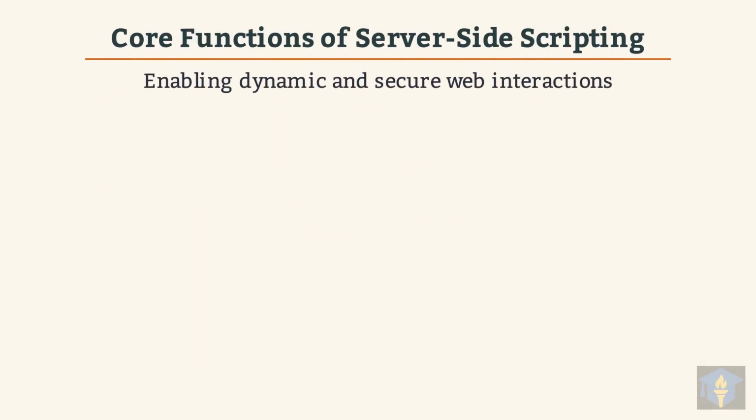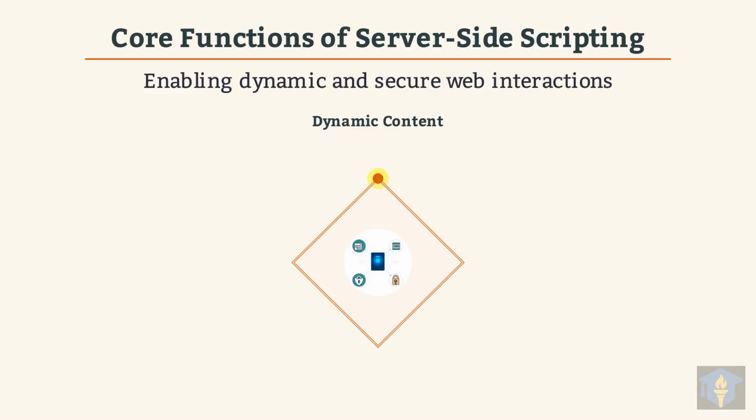These functions are vital for enabling dynamic and secure web interactions, making your applications responsive and safe. First, server-side scripting allows us to generate dynamic content, adapting responses based on various factors. This means generating HTML, JSON, or other responses that change based on user input or specific data requests.